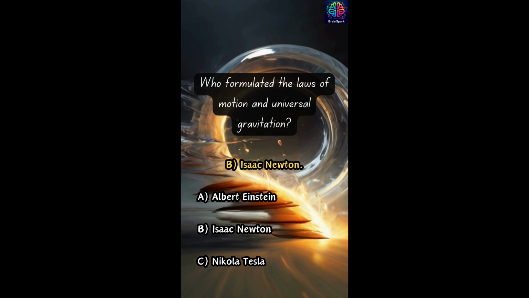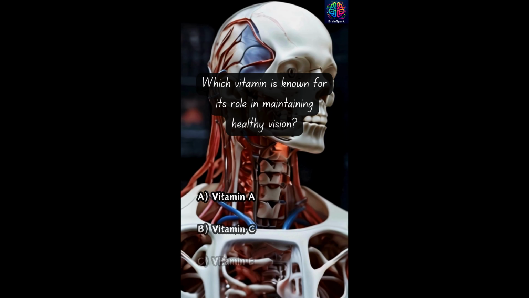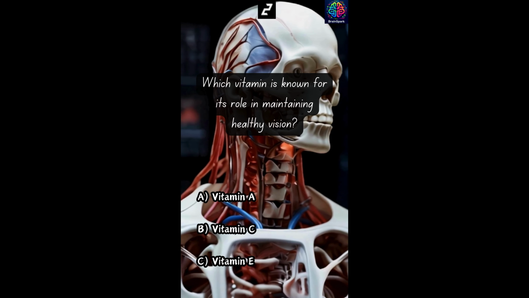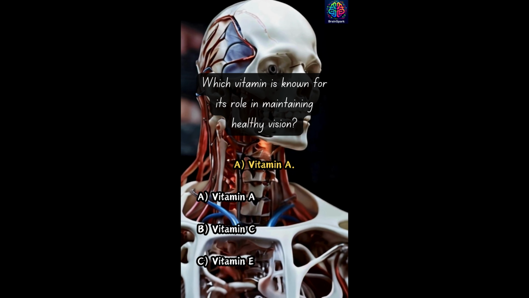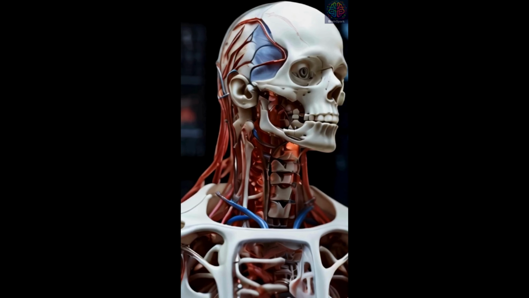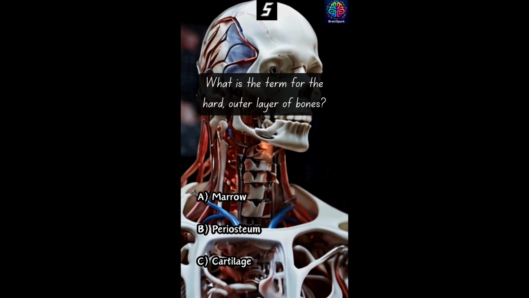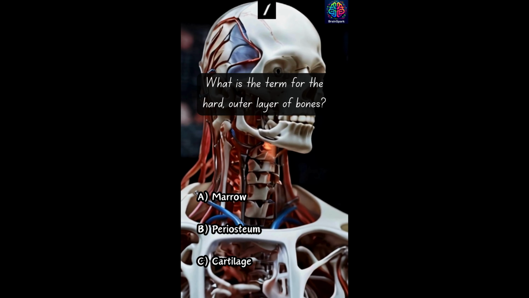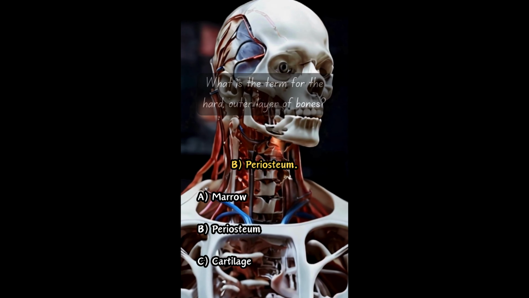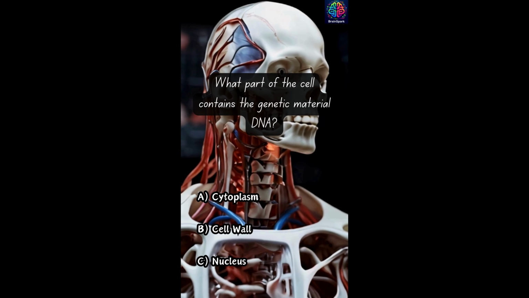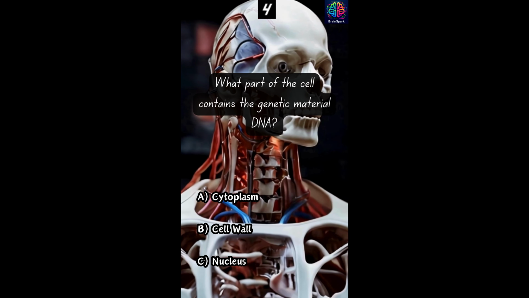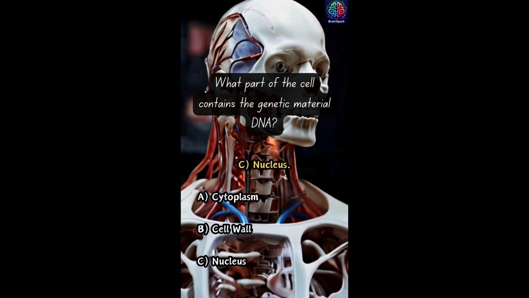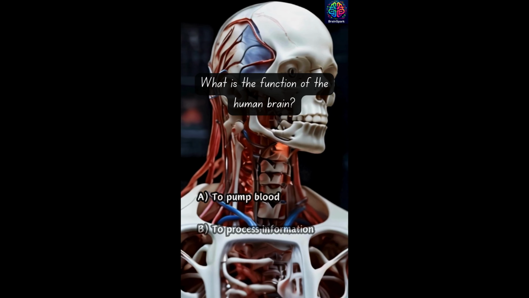B. Isaac Newton. Which vitamin is known for its role in maintaining healthy vision? A. Vitamin A. What is the term for the hard outer layer of bones? B. Periosteum. What part of the cell contains the genetic material DNA? C. Nucleus. What is the function of the human brain?